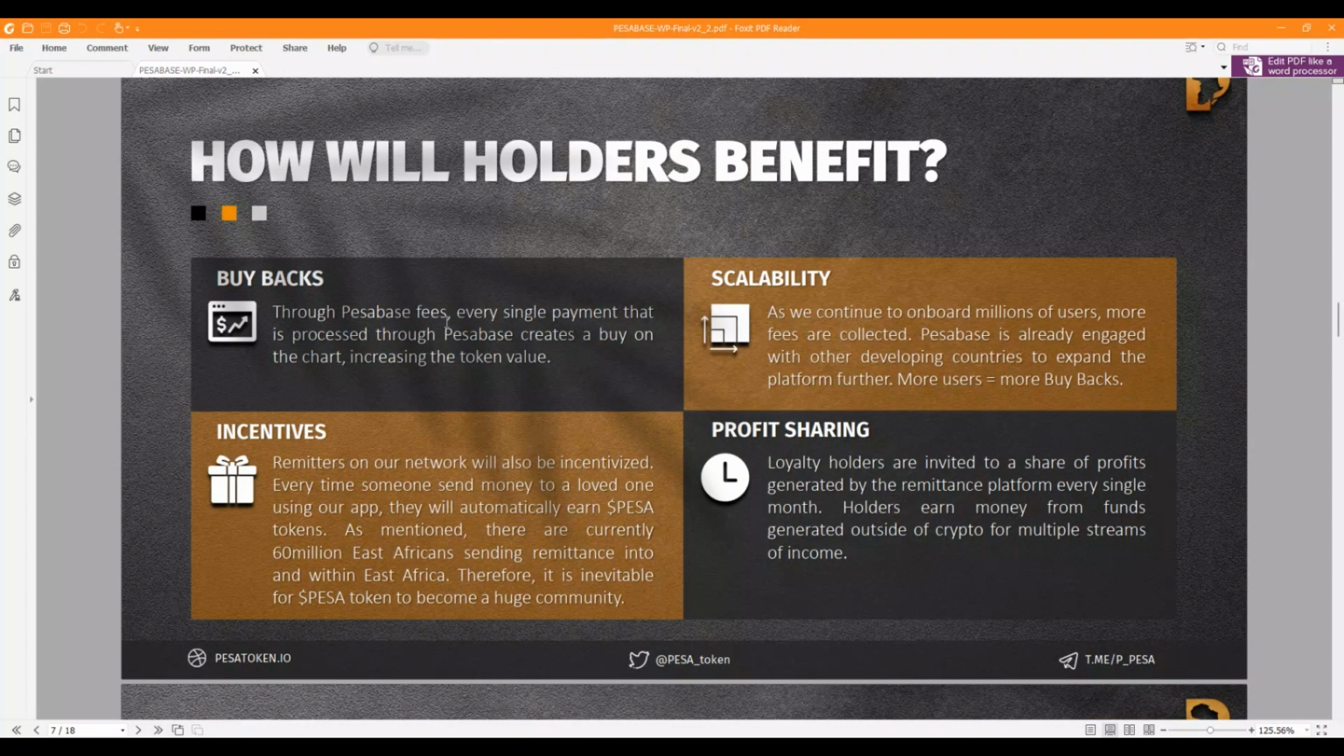Buybacks through Pesabase fees. Now, every time someone does a transaction on PancakeSwap, there's a transaction fee that you're going to pay, right? So every single transaction, or not even on PancakeSwap, but when you're sending the money from one Pesabase account to another Pesabase account, let's say for example, you're sending money from Nigeria to Morocco, or you're sending money from Morocco to Kenya, there's a transaction fee that you're going to incur. So every single payment that is processed through Pesabase creates a buy on the chart, increasing the token value. So the fees that you spend are going to be used to buy these tokens. So meaning they are putting more money into the liquidity pool, and this will help the price of the Pesabase token to go up.